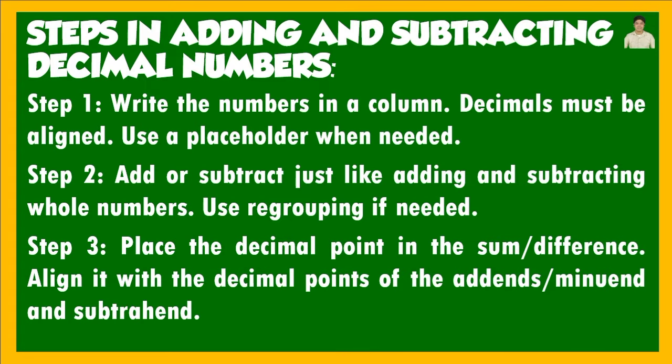Sum, in addition, is the result when we add numbers. When we subtract numbers, the result is the difference. Align it with the decimal points of the addends, minuends, and subtrahend. Addends are the numbers being added. As for the minuend and subtrahend, the minuend is the number on top, and the number below it is the subtrahend.